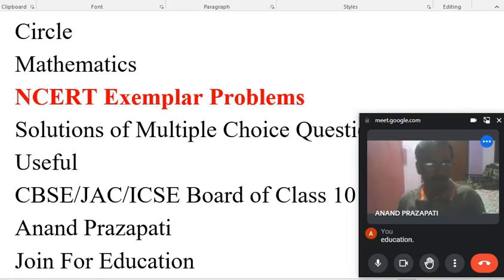In the last class, I have solved up to question number 5 of this exercise. In this class, I shall solve some more, or the rest of the questions of this exercise. Let's start the solution.